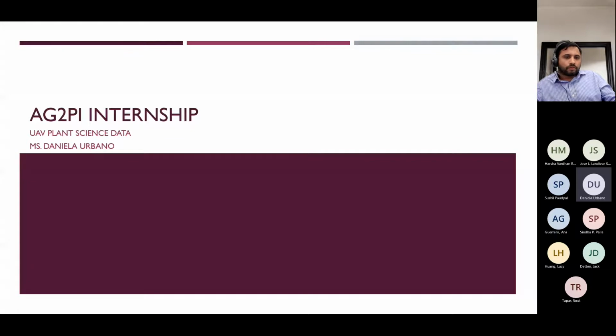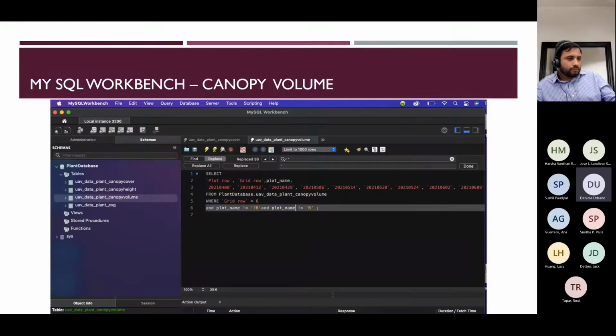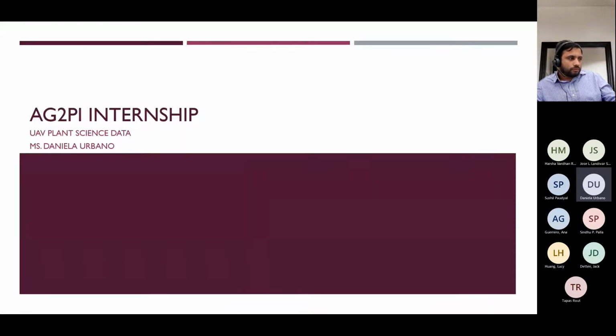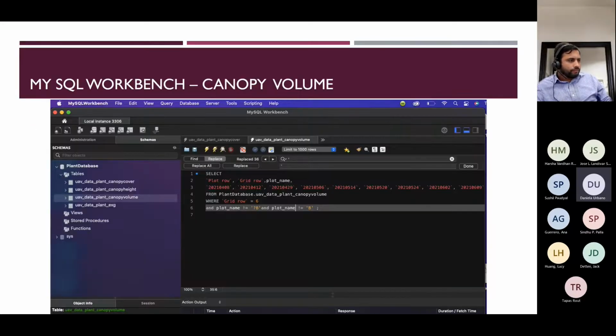So I had the UAV plant science data. Before I start my presentation, we decided to break it up so everybody got a specific sheet. Kim got canopy cover, Harsha got canopy height, and I got canopy volume. So this is my part, the canopy volume. And then I'm going to show you how I was able to link two different sheets together. In MySQL Workbench, this is my data for canopy volume.